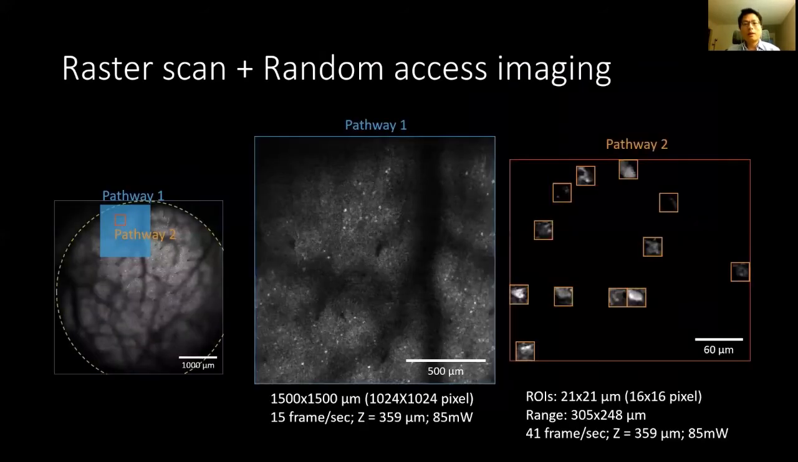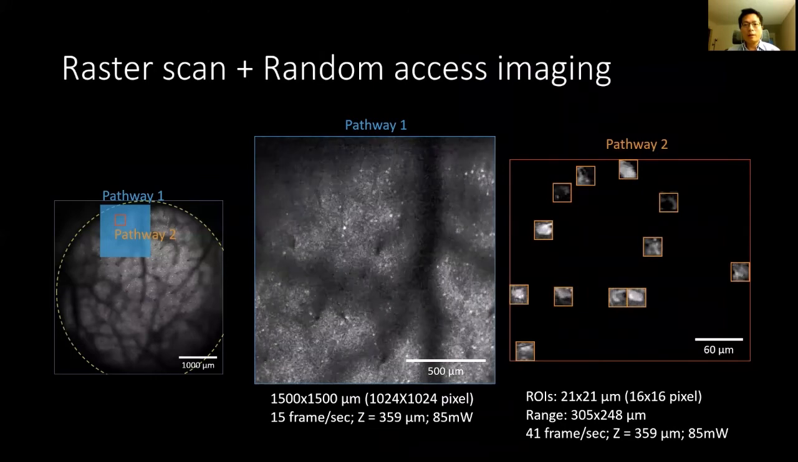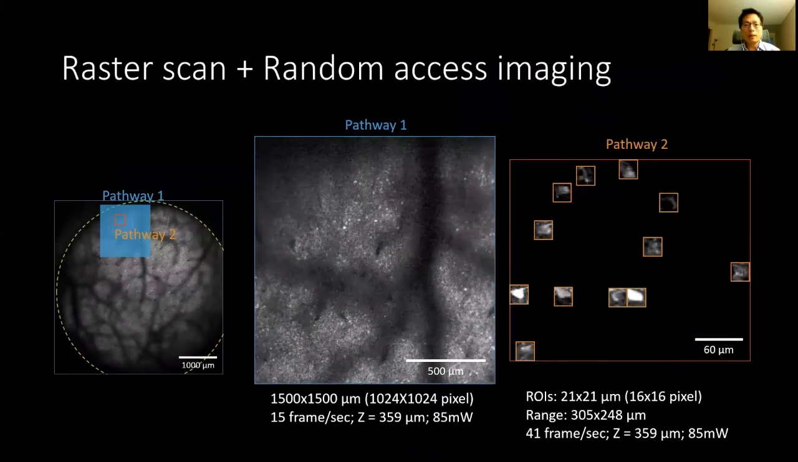Not only raster scanning, the pathway can be configured to do random access imaging. In this example, we configure pathway 1 to do the standard raster scanning and pathway 2 to do random access imaging for 12 regions of interest.